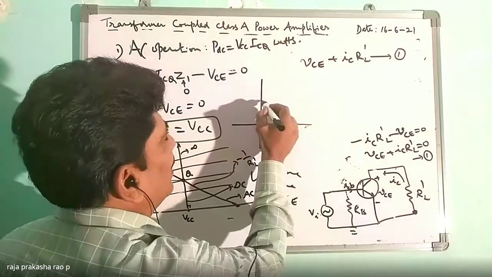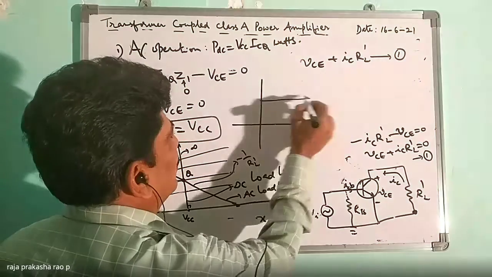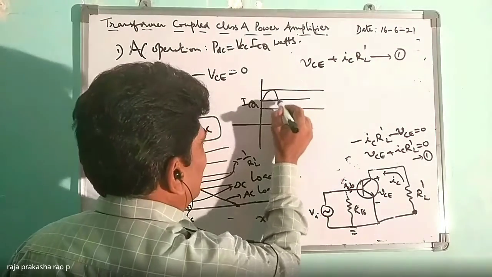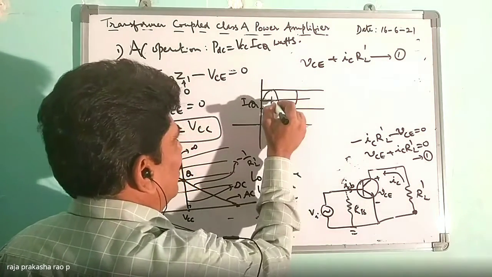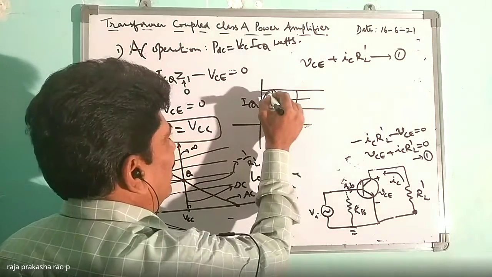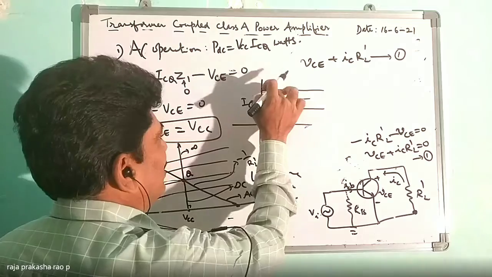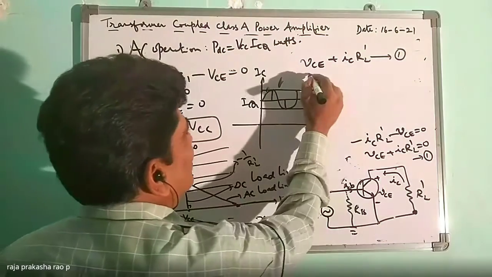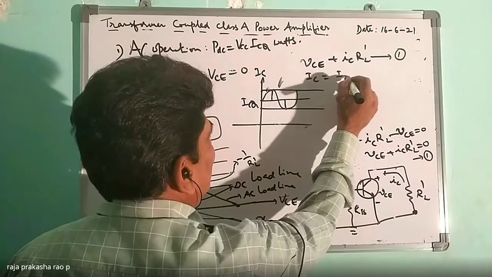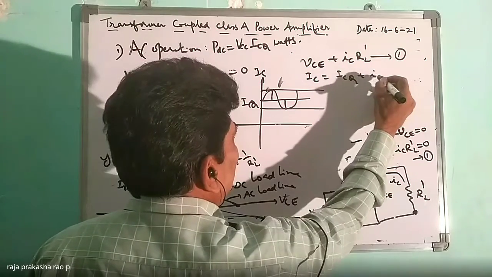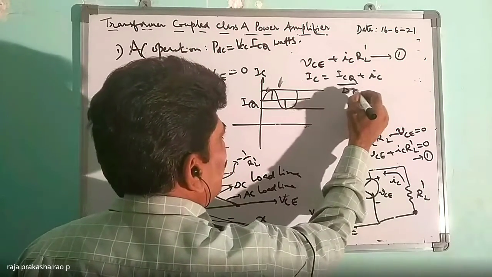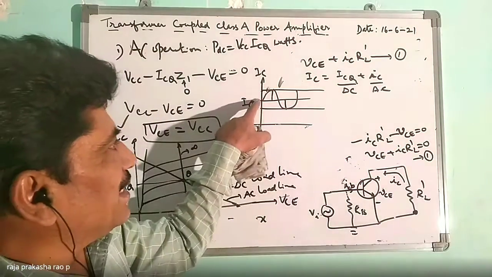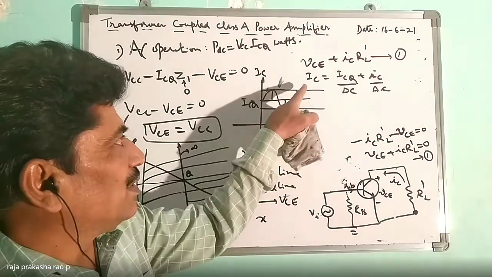Mathematically, I have shown many times that IC will vary about ICQ. This IC will vary like this. Okay, this is the peak value and this is the instantaneous value. So this IC will vary about ICQ. So IC is equal to ICQ plus ic. Is it not? This is the DC component, this is AC. ICQ is DC. This ic is varying about this, so this is AC.